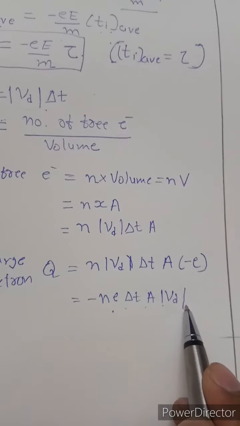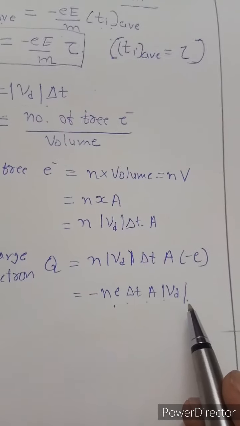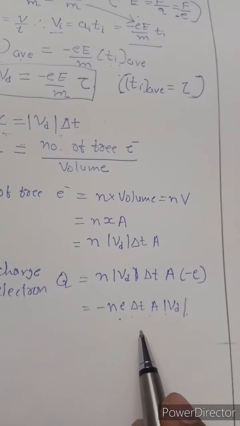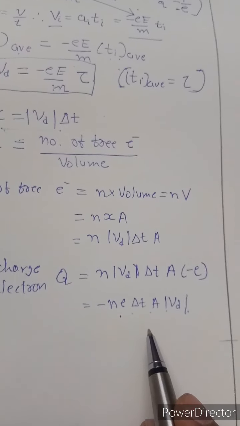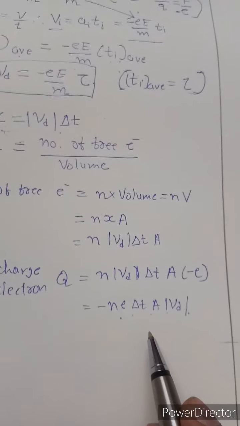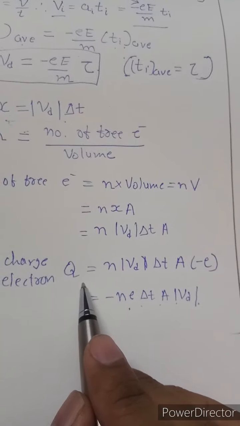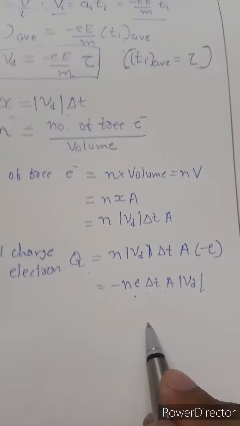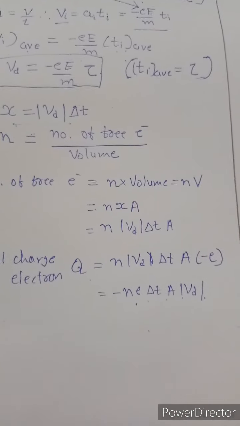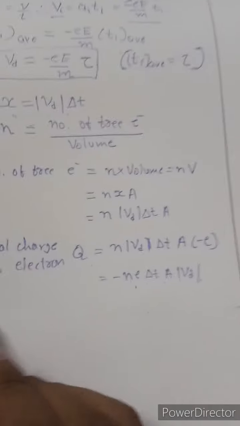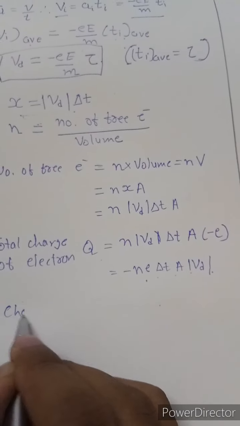This amount of charge is directed towards the left, and hence total charge transported along capital E, means electric field across the area, is negative of this. It means you will get positive charge which is transported along electric field across the area. So charge is transported.